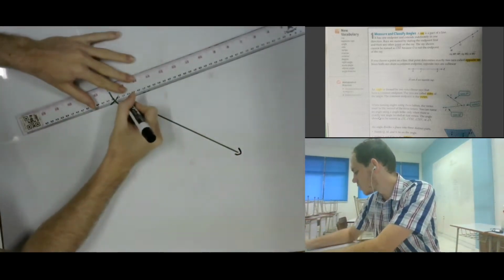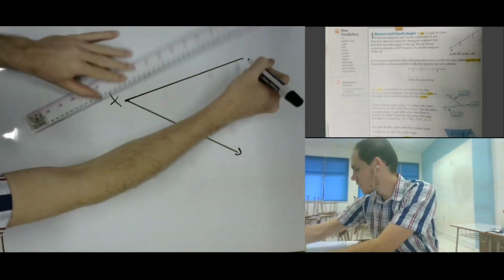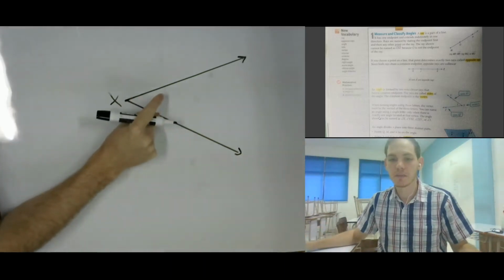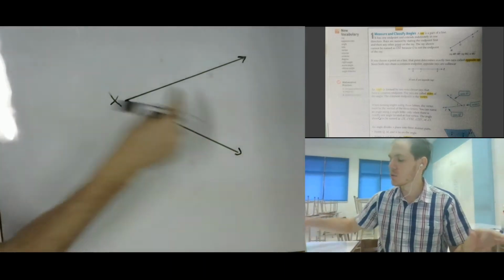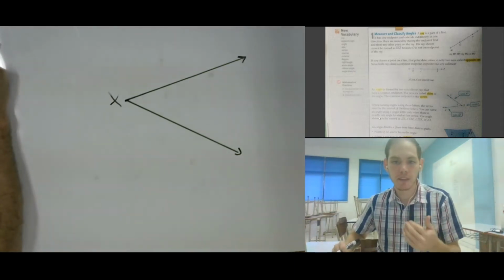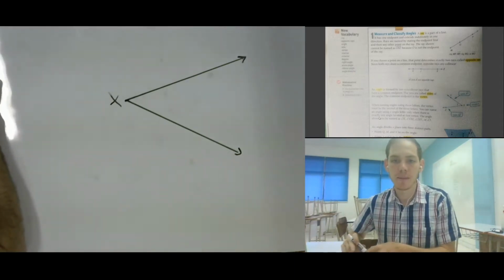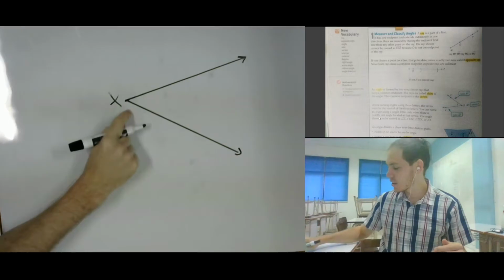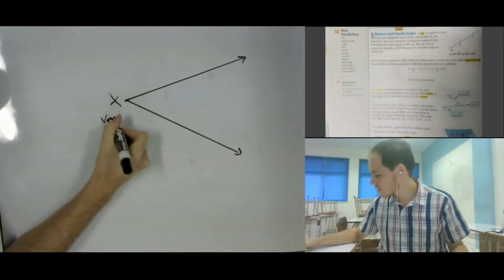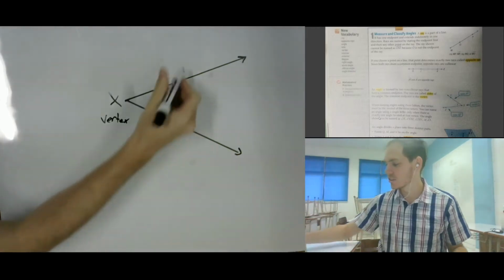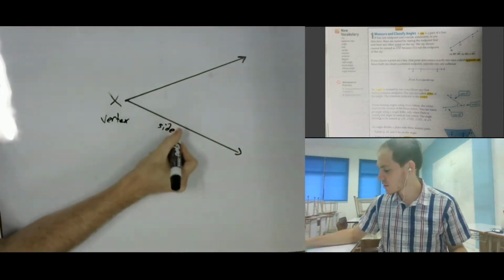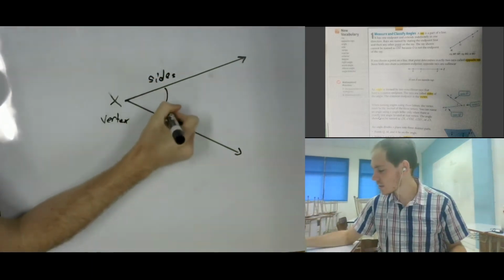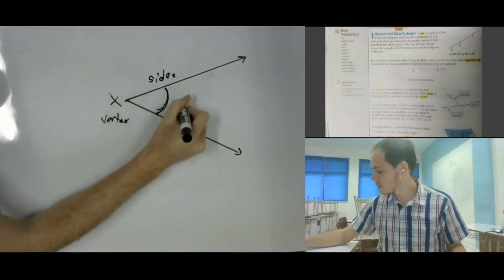We take two rays and we get an angle. The beauty of an angle like this is we can measure it anywhere along the angle and we'll get the same degrees, the same measure. These rays are the sides. This is the vertex, and the sides are over here and here. And this would be the angle right here.